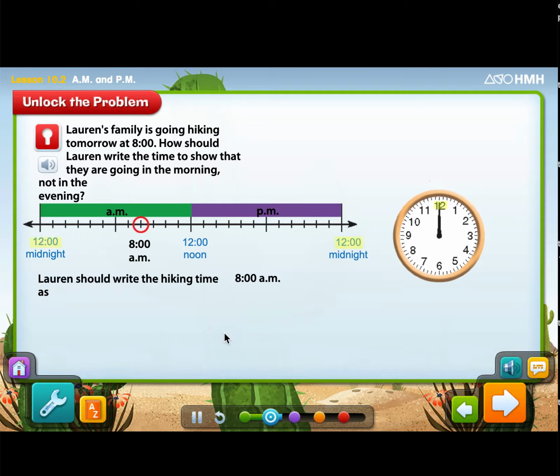A number line and a clock share some of the same features. Both show time from 12 o'clock to 12 o'clock. But a clock only shows 12 hours at a time. A number line shows 24 hours. And the clock shows both hours and minutes, while the number line only shows hours.